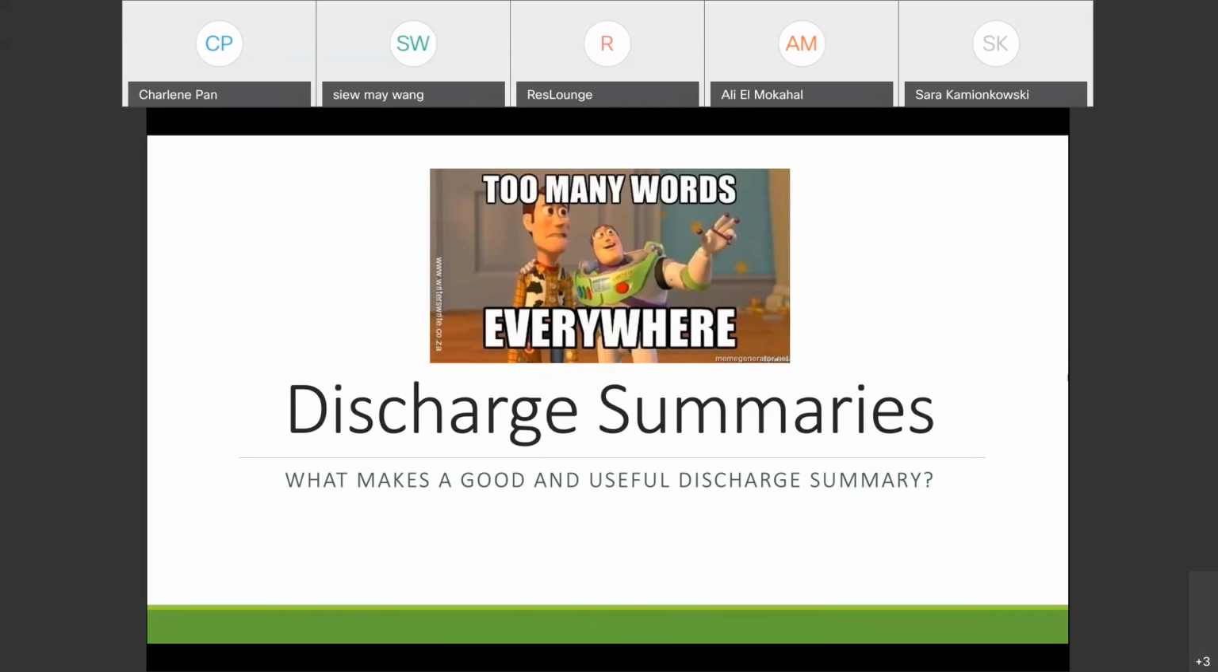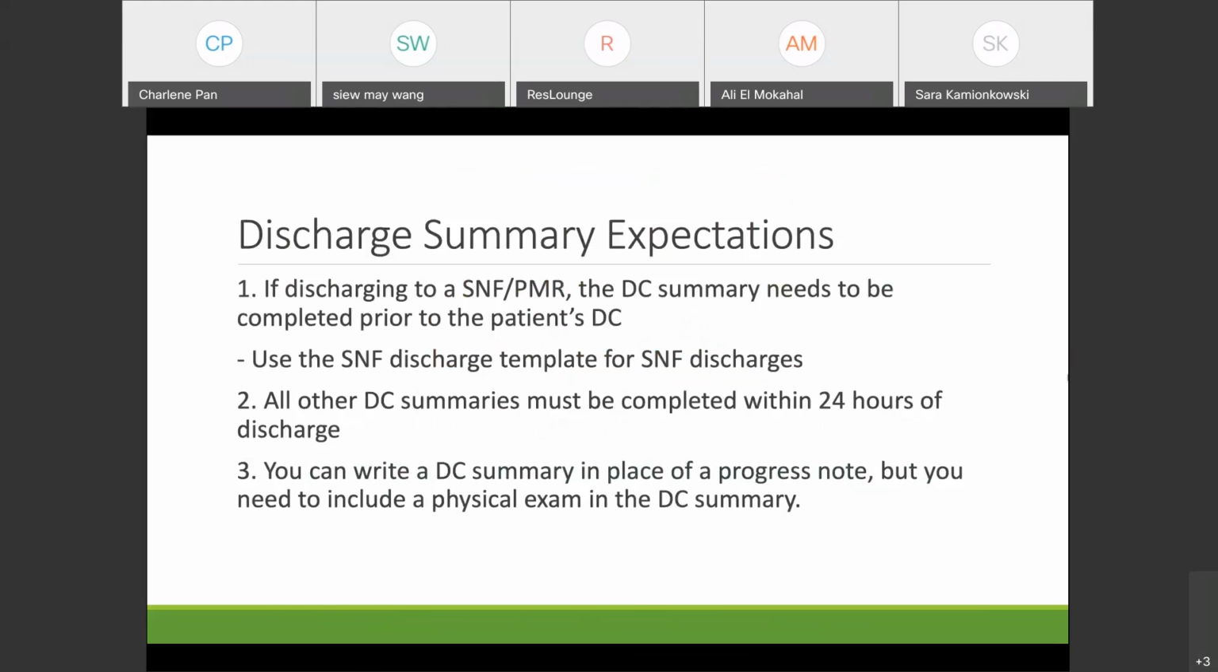Okay. All right. So discharge summary expectations. If a patient's going to SNF or PM&R, the discharge summary needs to be done prior to their discharge, and you need to use the SNF discharge template. And then all discharge summaries should be completed within 24 hours of the discharge. You can use a discharge summary in place of a progress note, but you need to include a physical exam for that day.